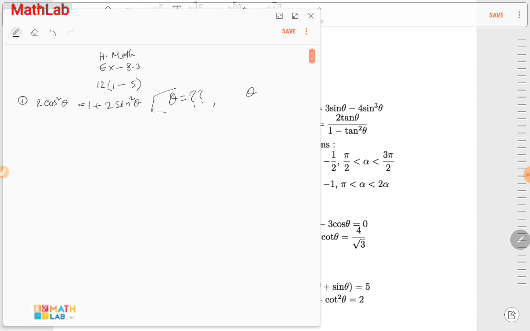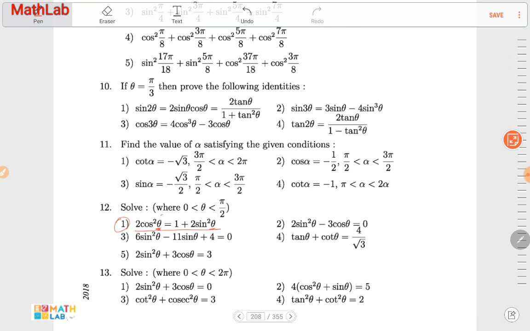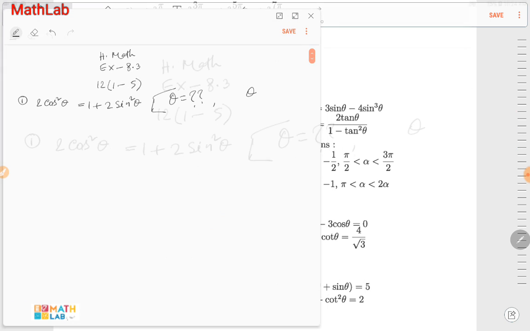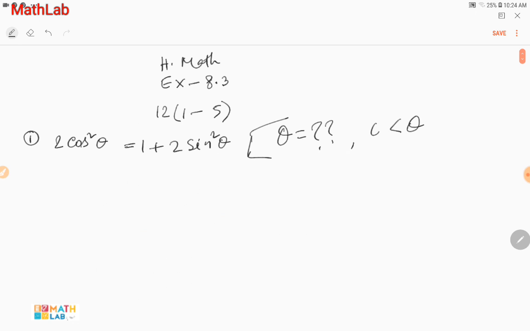to solve this equation. This condition is that theta is greater than 0 and less than pi by 2. Okay, here theta is related with pi. That means we have to find out the solution of theta within radian angle. So we start problem number 1 of 12.